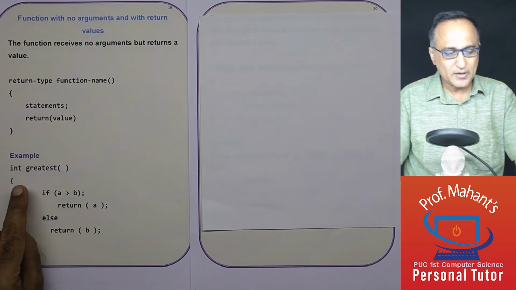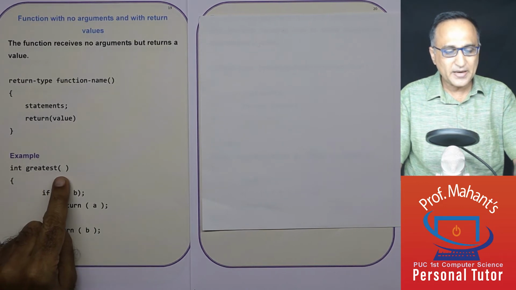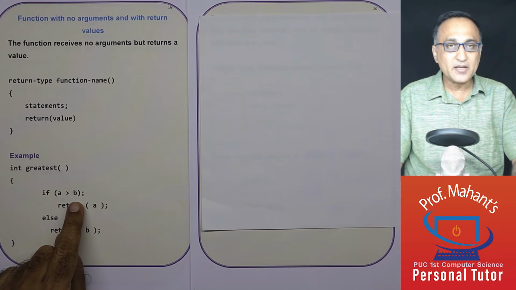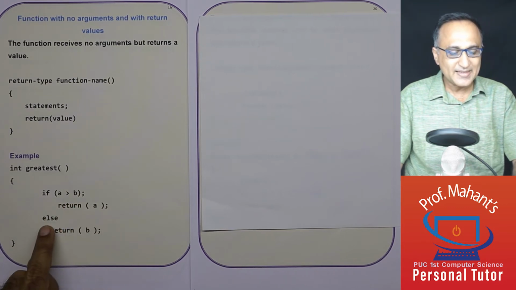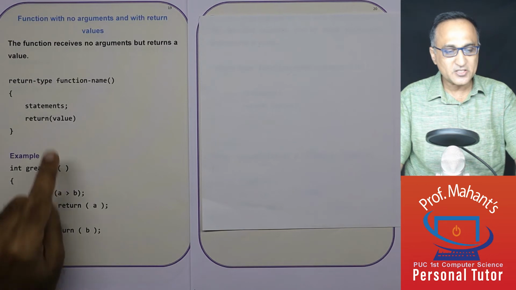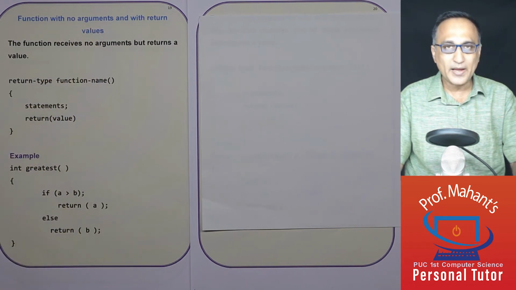So first take a look at this function greatest. Is it accepting any parameters? None. But it is returning an integer type of data. So what I am doing here is, assume A and B are global variables. If A is greater than B, I am returning A, else I am returning B. So the moral of the story here is, this is a function which does not take any arguments but returns one value at least.